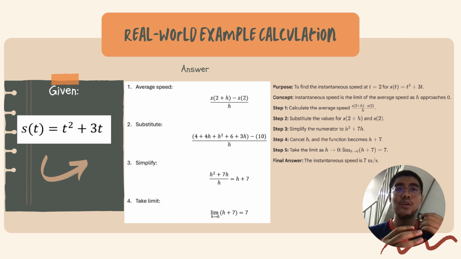Finally, we take the limit, which is the limit as h approaches 0 of h plus 7, equals 7. So our final answer is the instantaneous speed is 7 meters per second.